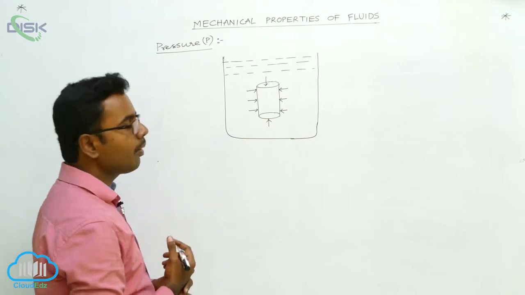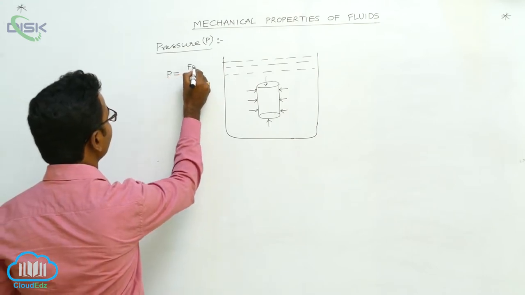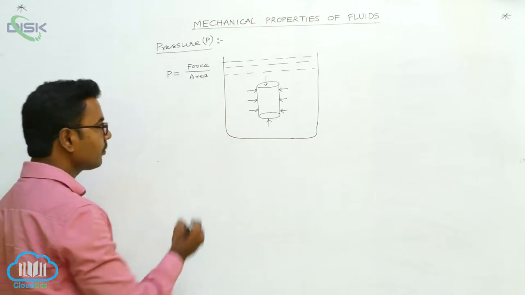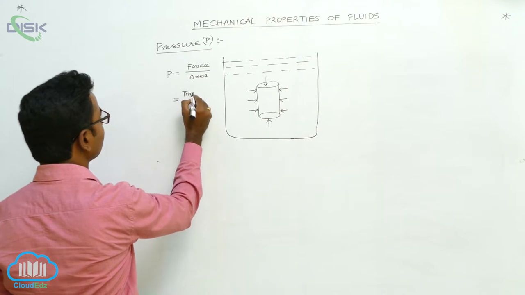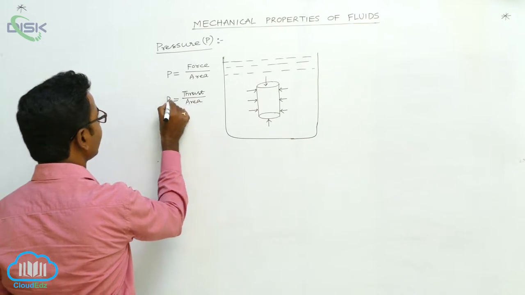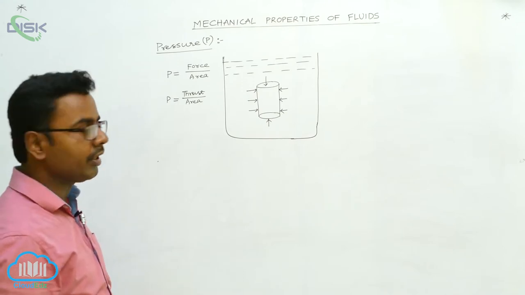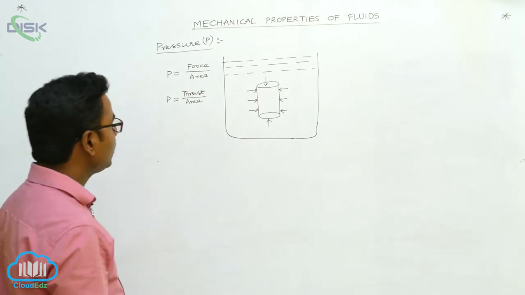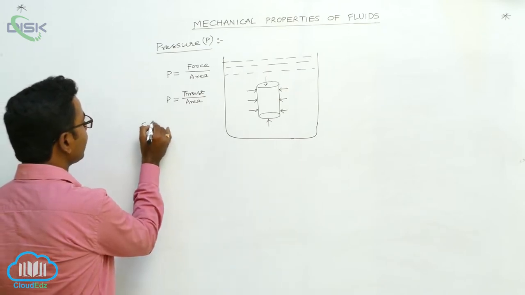Now, how do we find the pressure acting on it? Pressure is equal to normal force by area. Normal force is also called thrust. The thrust acting per unit area is called pressure. Pressure is equal to normal force exerted per unit area, or thrust exerted per unit area. This is the pressure exerted by the fluid. So pressure is a scalar even though force is a vector.